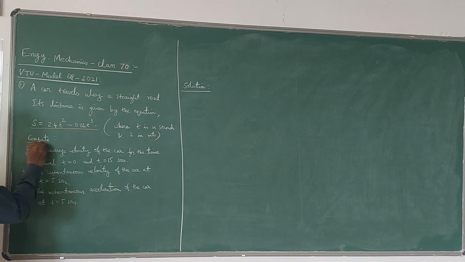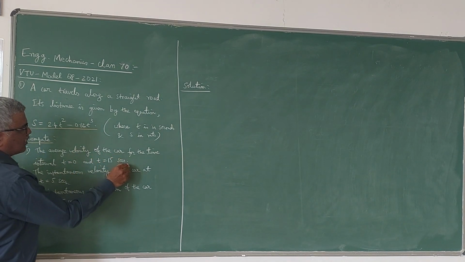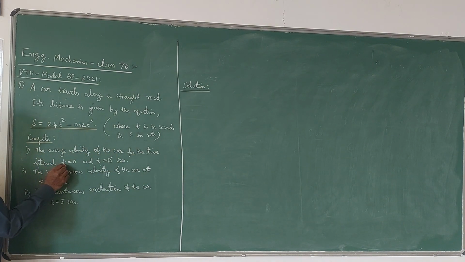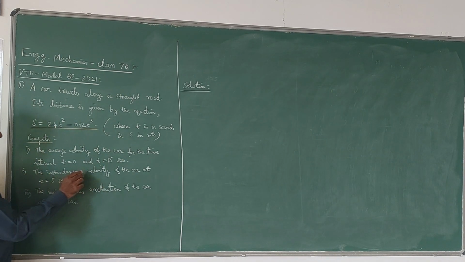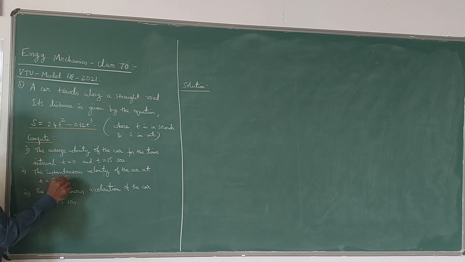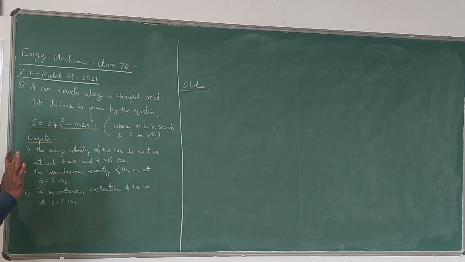Compute, number one, the average velocity of the car for the time interval t is equal to 0 and t is equal to 15 seconds. Number two, instantaneous velocity of the car at t is equal to 5 seconds. Number three, the instantaneous acceleration of the car at t is equal to 5 seconds. Of course, it's a simple problem.